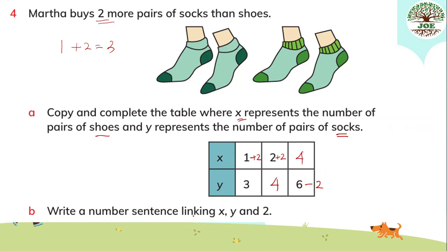Part B. Write a number sentence linking X, Y, and 2. So if we add 2 to X, we get Y. So X plus 2 is Y. X plus 2 is Y, or Y minus 2 is X. The same.